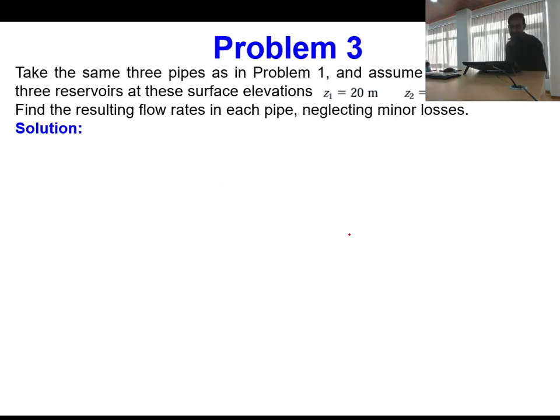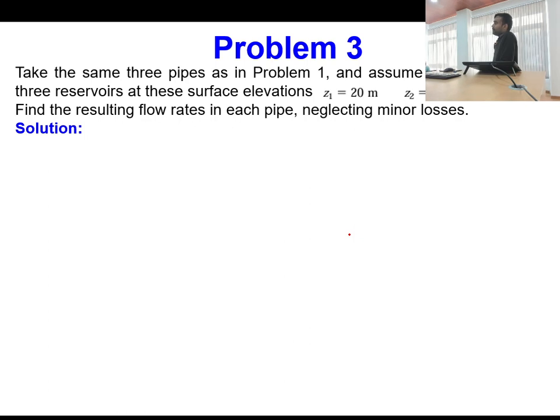So problem number 3 is, we have to take the same 3 pipes as in problem number 1. So pipes are the same, but we have to assume that they connect 3 reservoirs at these 3 elevations. So we have 3 reservoirs. The elevation of the first reservoir is 20 meters, the second reservoir is 100 meters, and the third reservoir is 40 meters. They are connecting these three reservoirs through a common junction. We have to find the resulting flow rates in each pipe, and we have to do this by neglecting the minor losses.